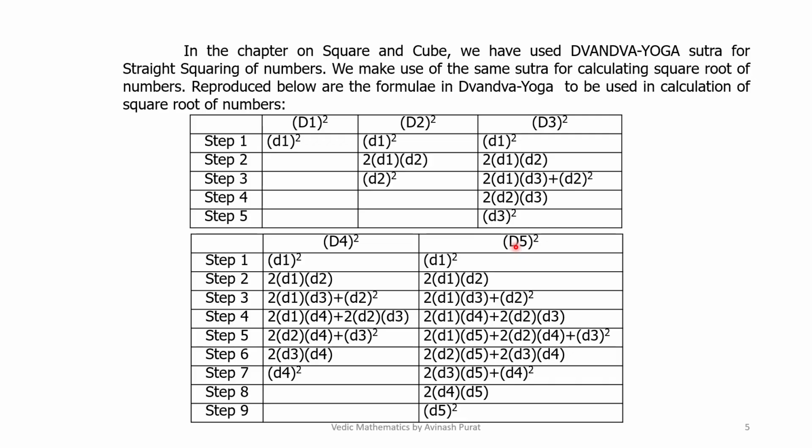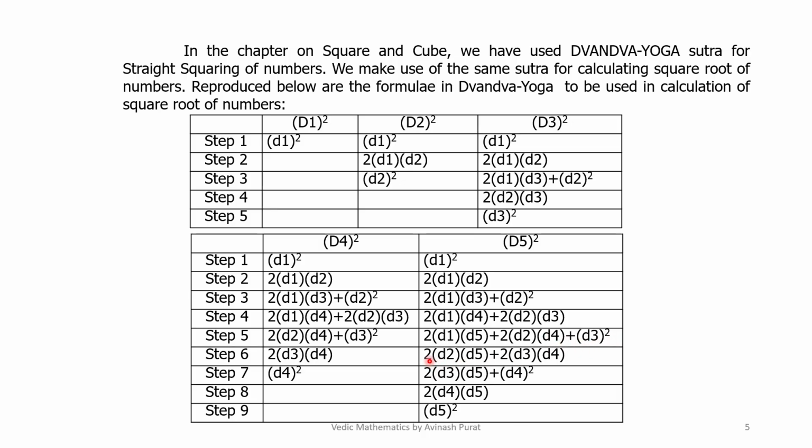If it is a 5-digit number square, D5 square, step 1 is D1 square, step 2 is 2 into D1 into D2, step 3 is 2 into D1 into D3 plus D2 square, step 4 is 2 into D1 into D4 plus 2 into D2 into D3. Step 5 is 2 into D1 into D5 plus 2 into D2 into D4 plus D3 square.